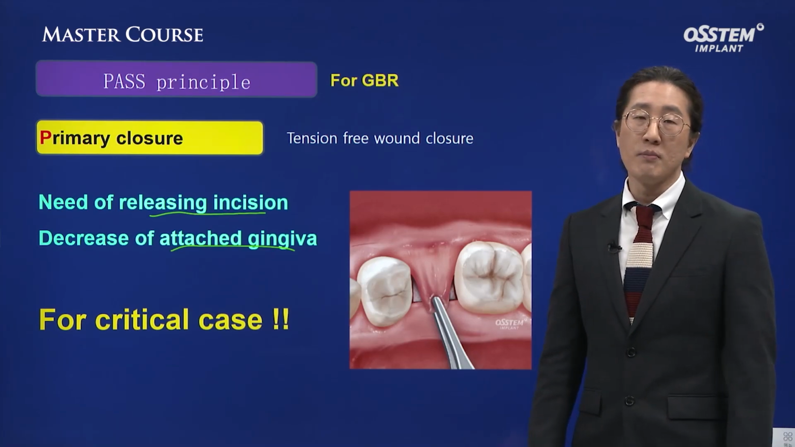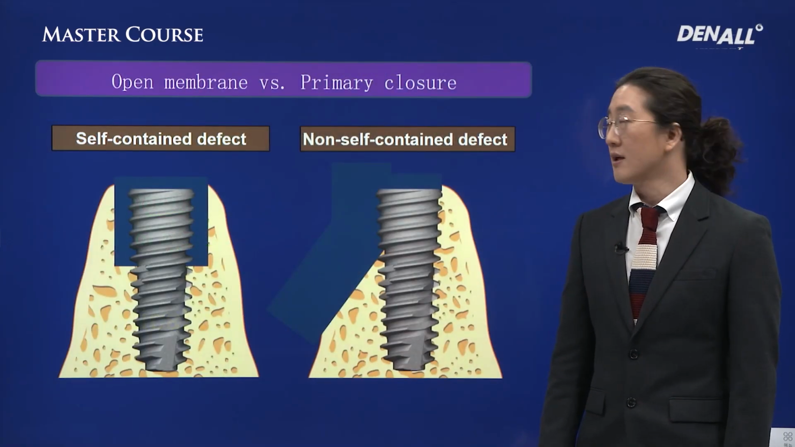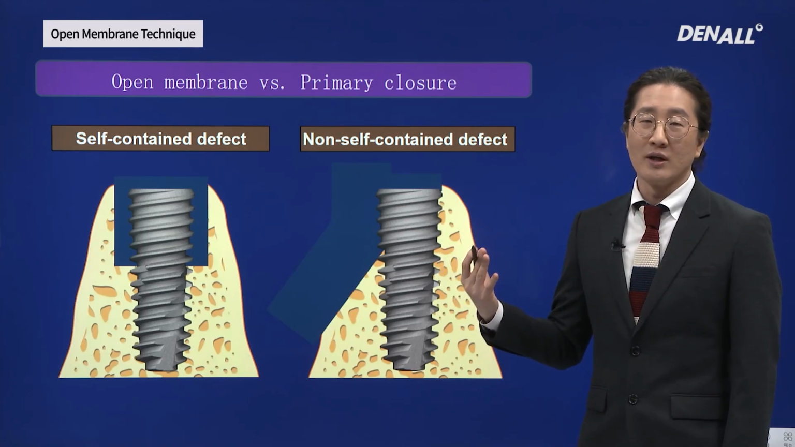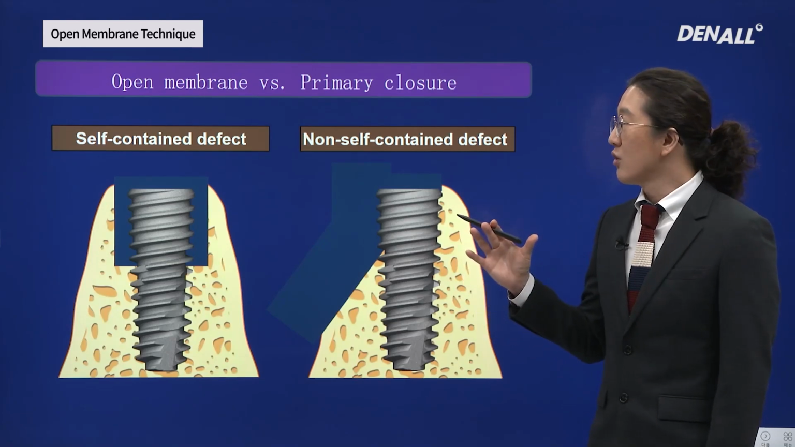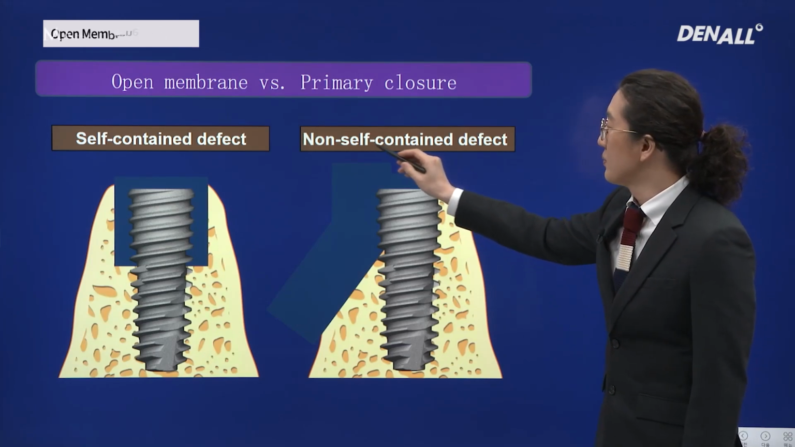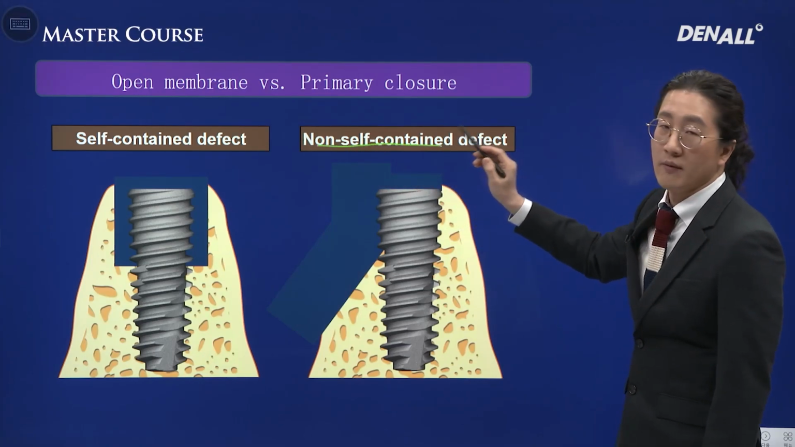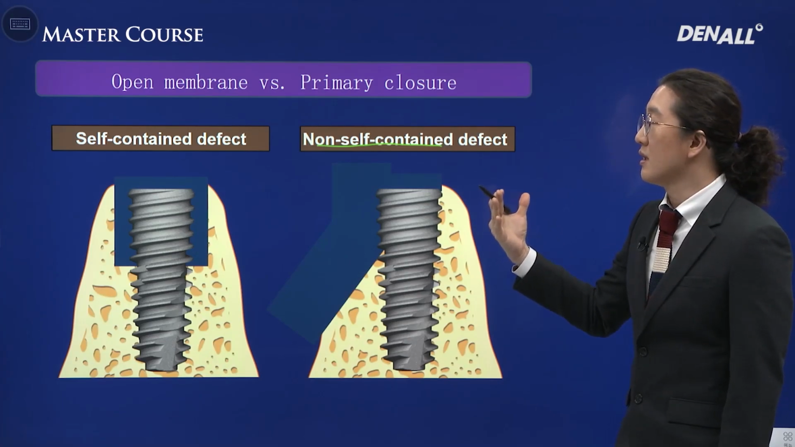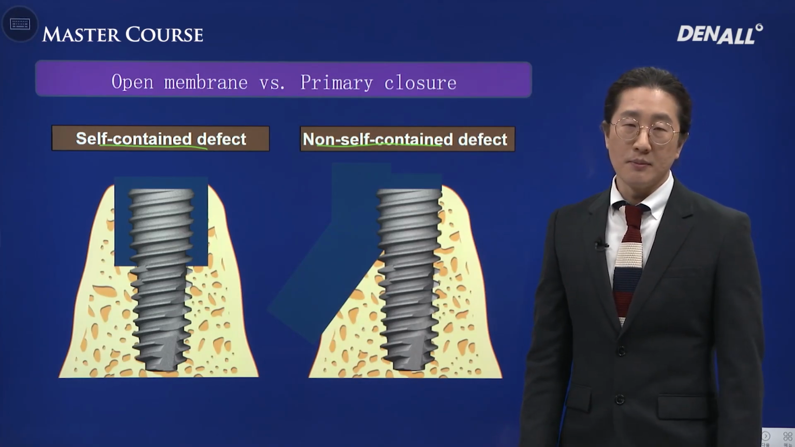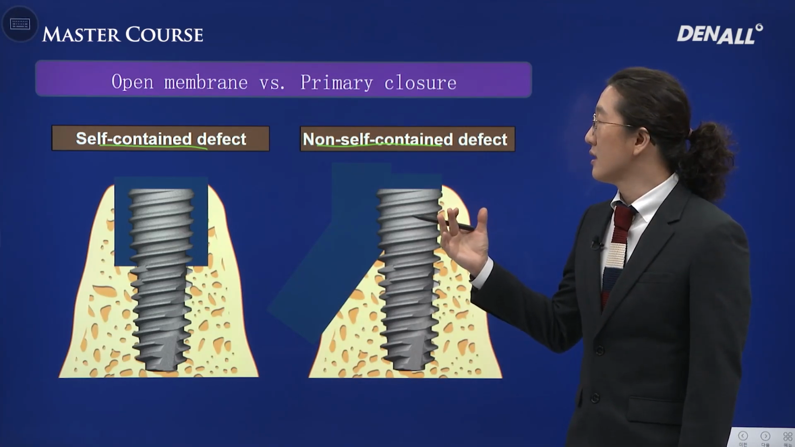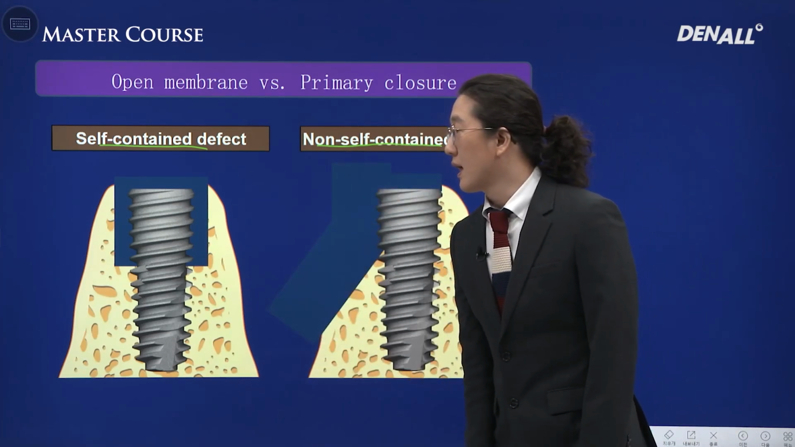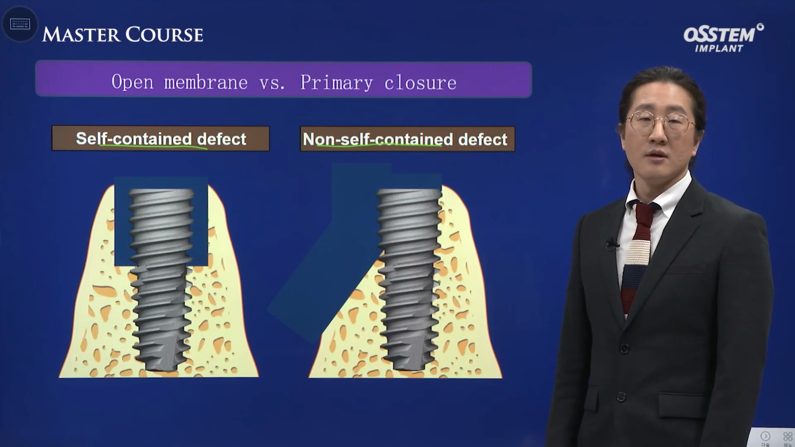In which cases should we attempt the open membrane technique? All GBR is very important and difficult. We can largely divide defects into two types: a self-contained defect where GBR is fairly easy, and non-self-contained defect where it is harder to do GBR. When using open membrane technique, the recommendation is to use it in self-contained defect rather than non-self-contained defect.